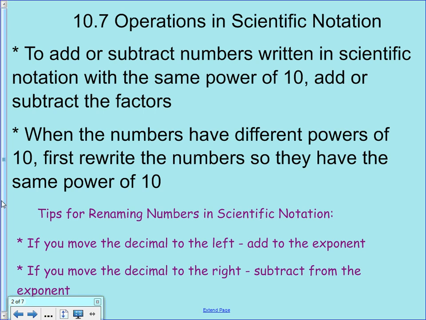Now if you need to subtract from the exponent, okay, so if you're going from 10 to the fifth to 10 to the third, then you're going to move the one that's 10 to the fifth 2 places to the right. Move the decimal 2 places to the right. Okay. Those are tips for renaming numbers in scientific notation. So when you move the decimal to the left, you're really adding to the exponent when it's in scientific notation. And if you're moving the decimal to the right, you're subtracting from the exponent because you're losing place values that you have to move the decimal to when you have a smaller exponent.